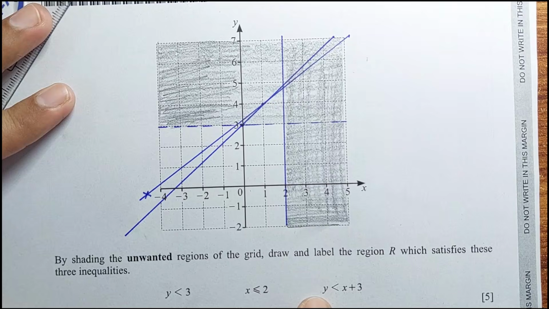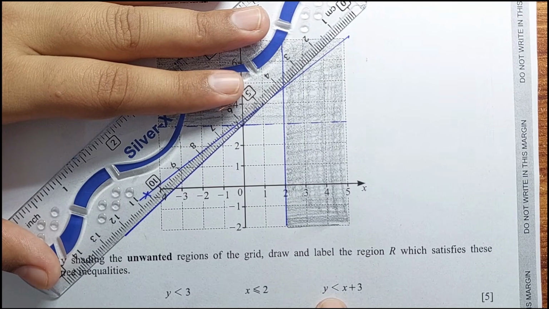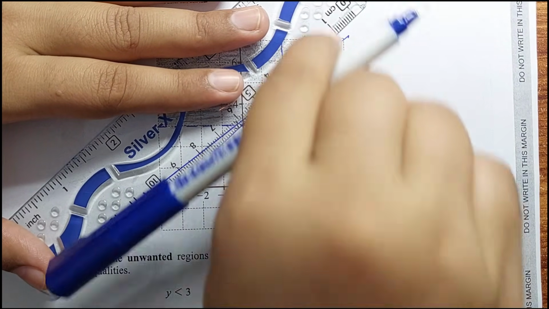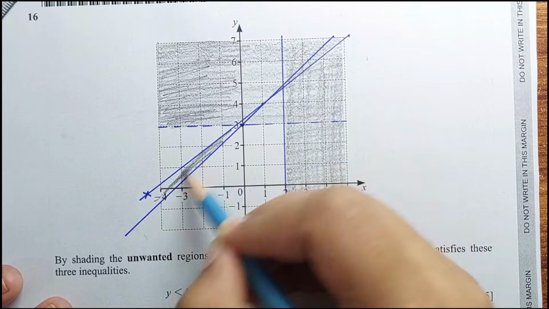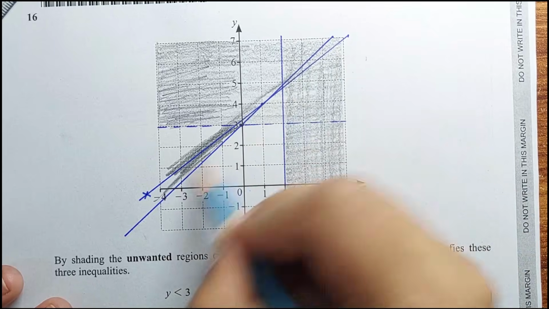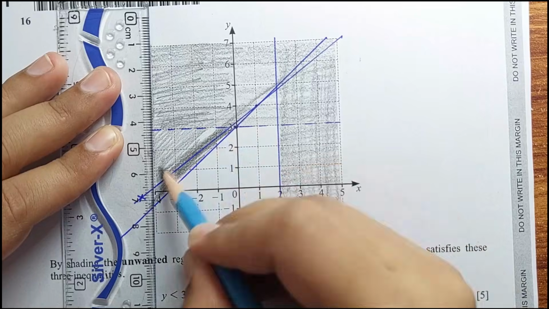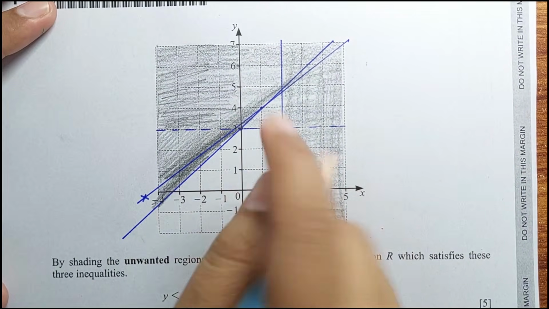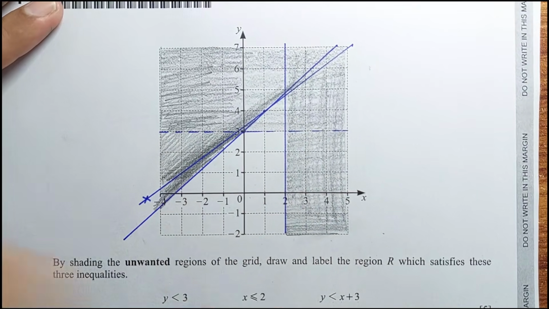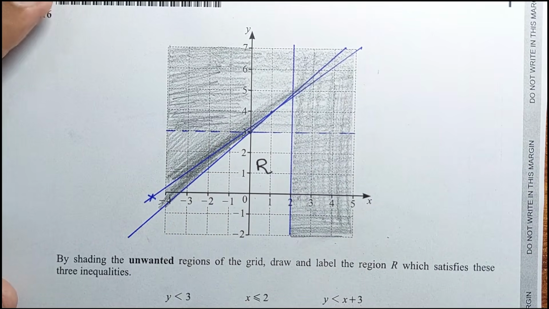Now for this line, y is less than x plus 3. So this is the less portion, so we need to shade the unwanted region. We do not need the more portion. This is the more portion for the line, right? So now this region is the region R. We need to label the region R now. This is region R. I hope this makes sense now.